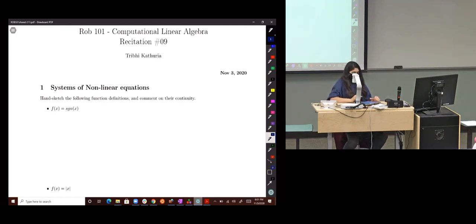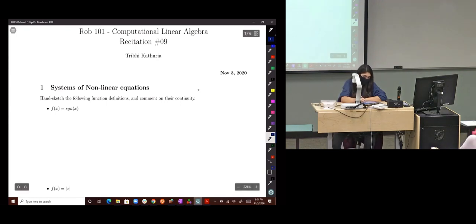We've been working on solutions for systems of nonlinear equations, and we're trying to solve them from the methods that we've learned in this class. Before we got started, we talked about continuity of our functions that are nonlinear.